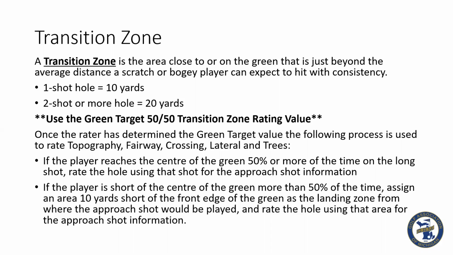If the player is short of the center of the green more than 50% of the time, assign an area 10 yards short of the front edge of the green as a landing zone, from where the approach shot would be played, and rate the hole using that area for approach shot information. So this doesn't impact the green target at all, it just impacts what we look at under topography, fairway, crossing, lateral, and trees. Can you show us examples?